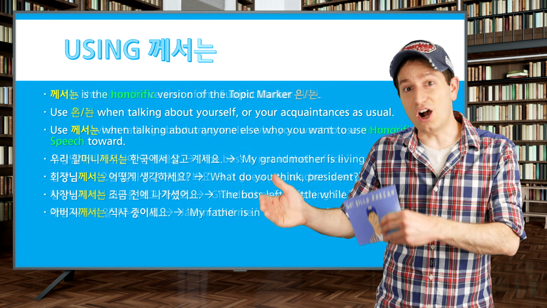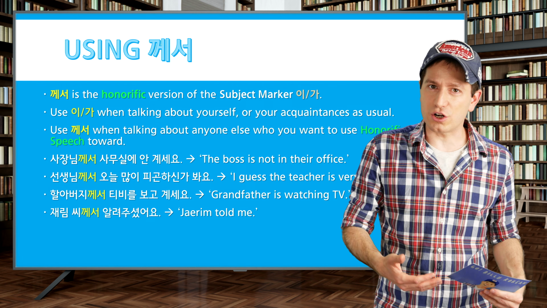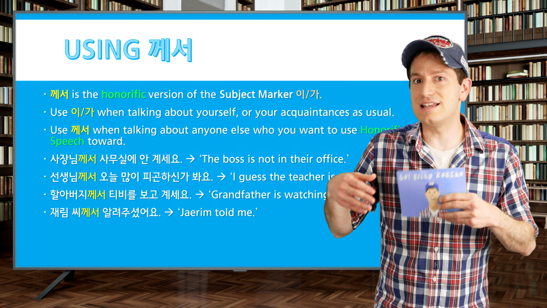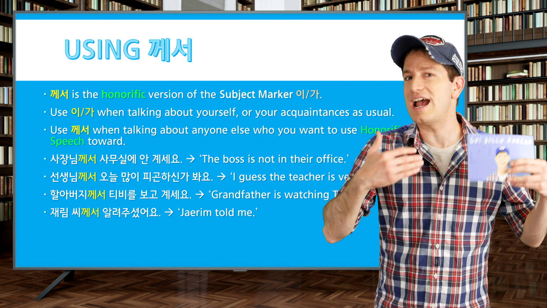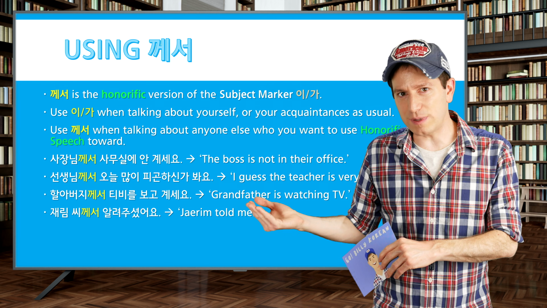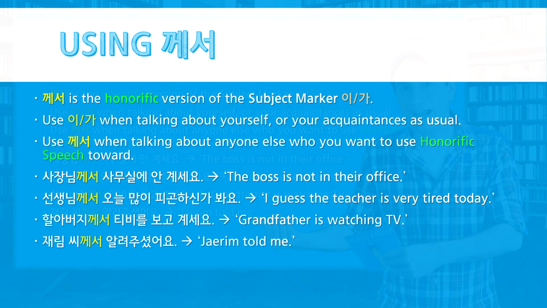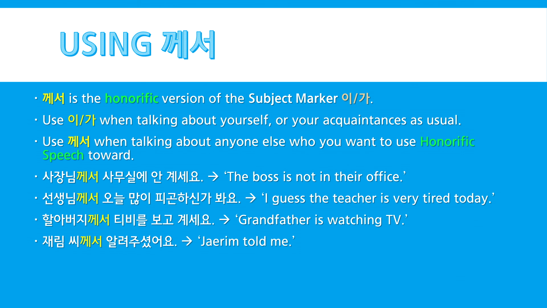Next, 께서 is the honorific version of the subject marker, so you'll use 이 or 가 as usual when you're talking about your friends or acquaintances or yourself, and you can use 께서 to talk about other people who you would want to show extra respect toward. So this would be anyone who you would want to use honorific speech toward.